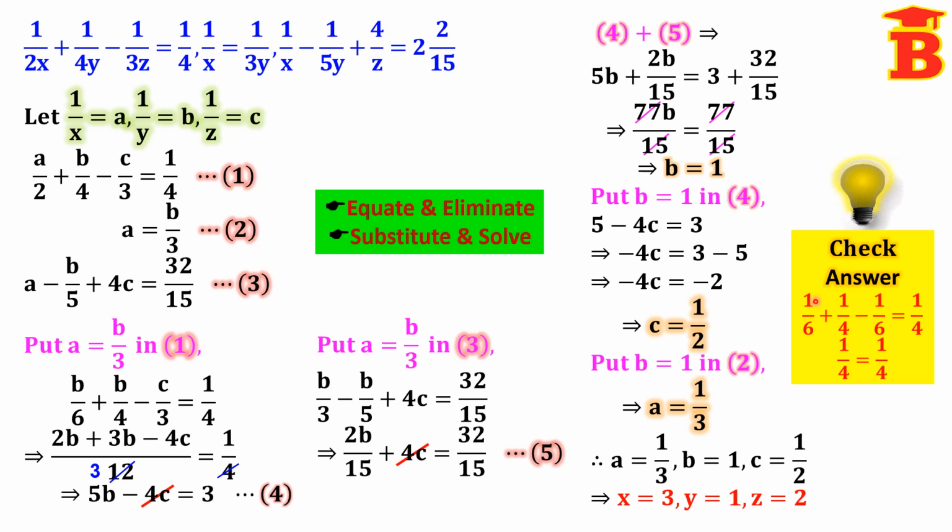Now see the left side, we can cancel 1/6 and minus 1/6. So we get the number 1/4. Right side also we have the same number 1/4. So the equation is satisfied. Therefore the answer is correct.